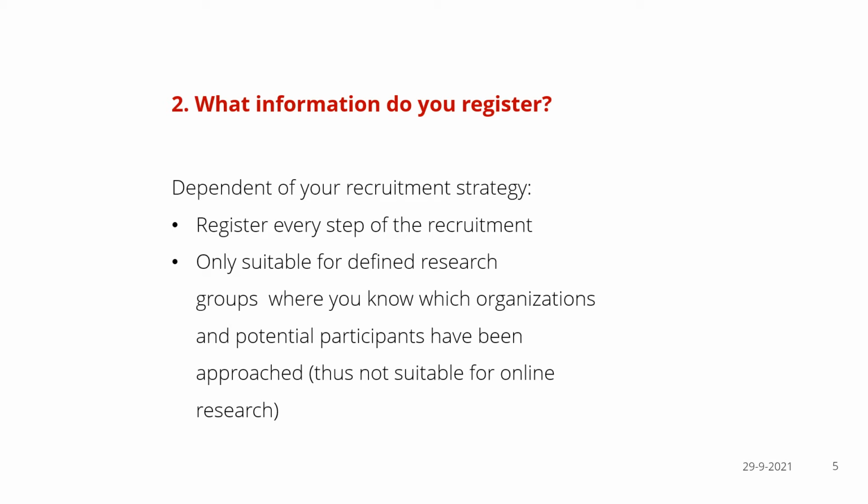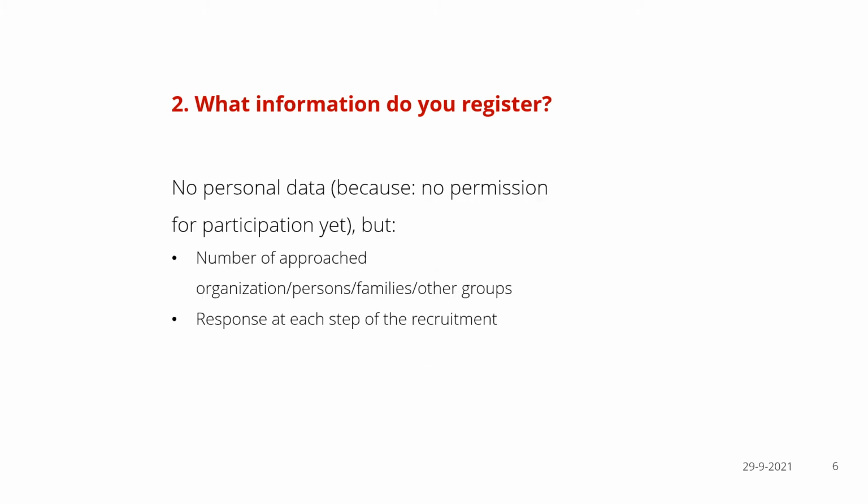Response registration therefore only works if you have information about the number of individuals who have been approached, and is therefore not suitable for online research since you don't know how many people have been targeted. It is important to understand that in this phase, you cannot store any personal data because these individuals did not give you permission to participate yet and therefore to have their data. However, you can register the number of approached organizations or persons. In that way, you have information about how many people you reached.